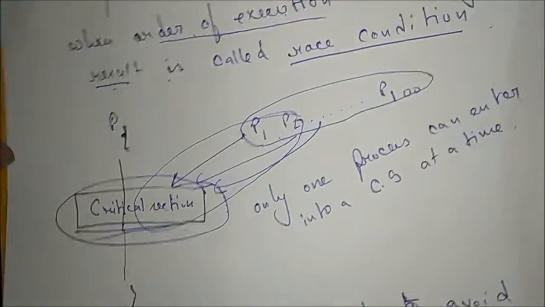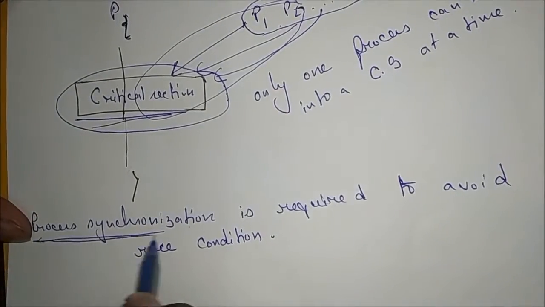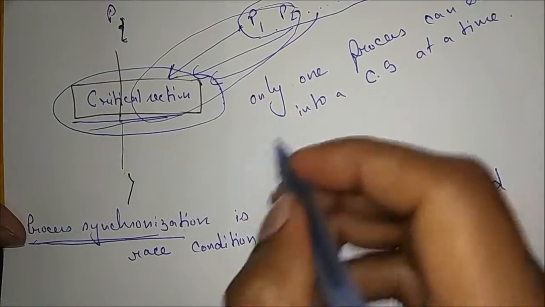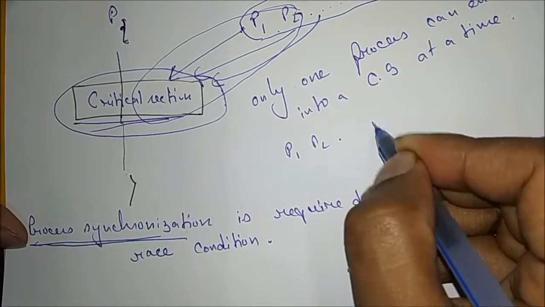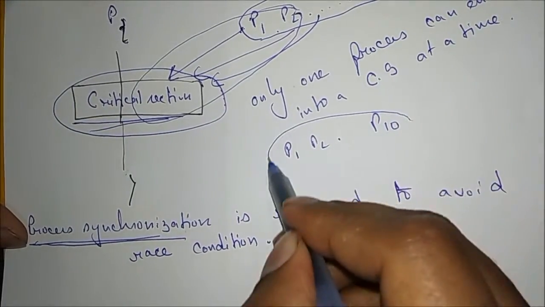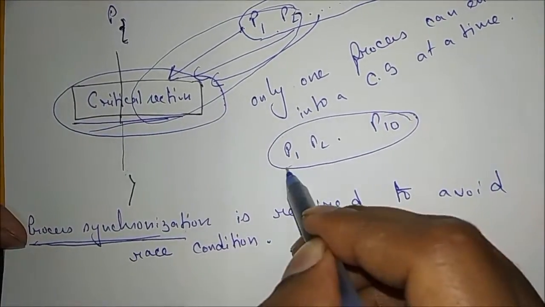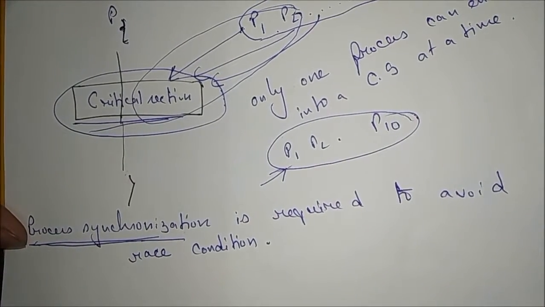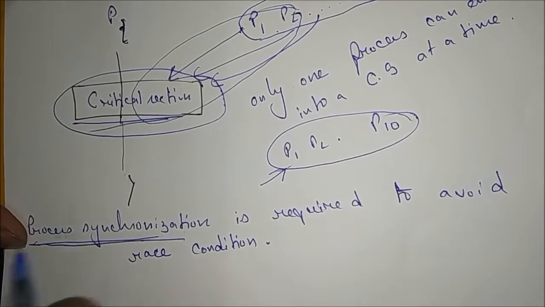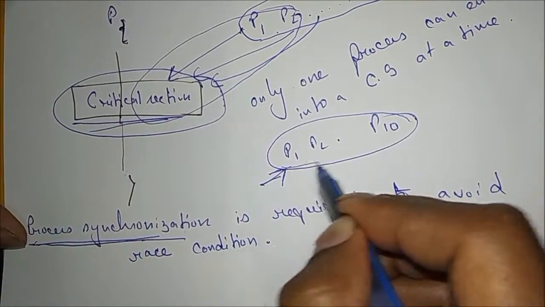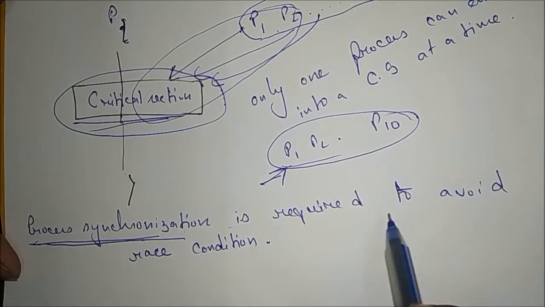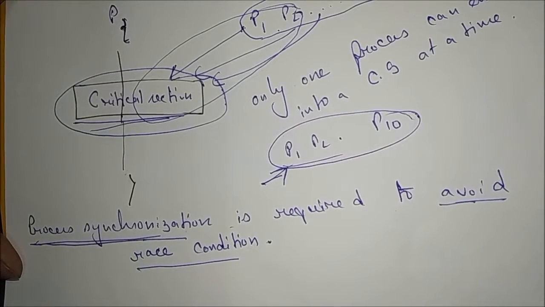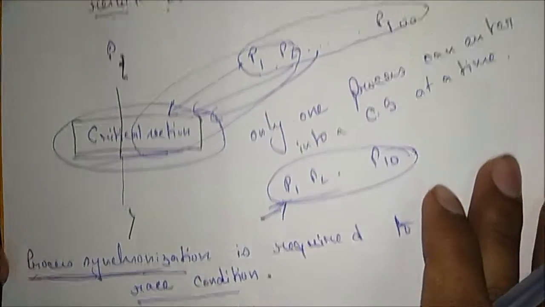So process synchronization means we have to arrange the processes in such a way that race condition does not happen, even if there are 10 processes. We have to synchronize the processes like this only, so that race condition does not arise. So process synchronization is required to avoid race condition. This is the brief idea about process synchronization.